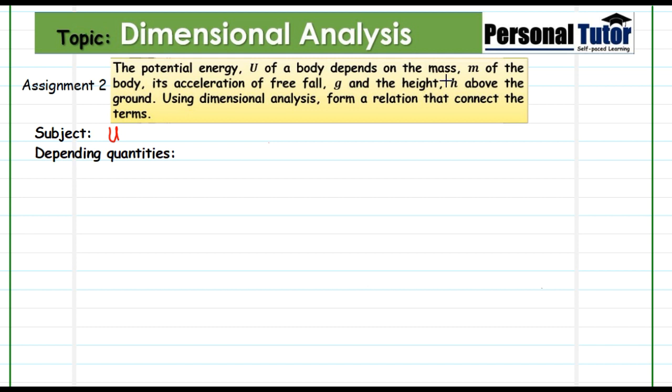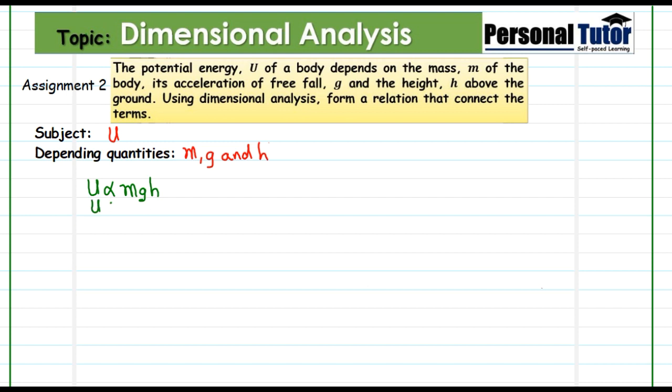The dependent quantities are the mass m, the acceleration of free fall g, and the height h. From here, we then build a relation between the quantities. That will be U depends on the product of m, g, and h. We then raise the dependent quantities to some powers. So that is the process we have been following all this while.